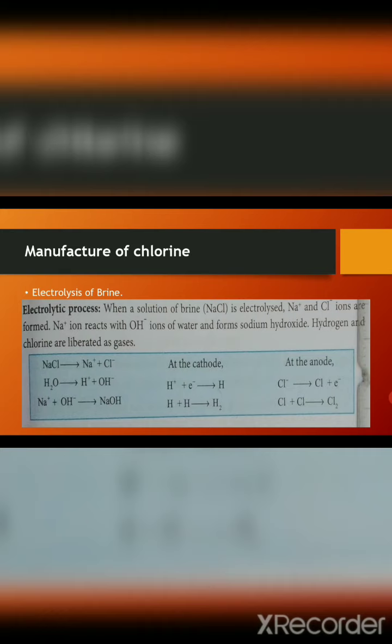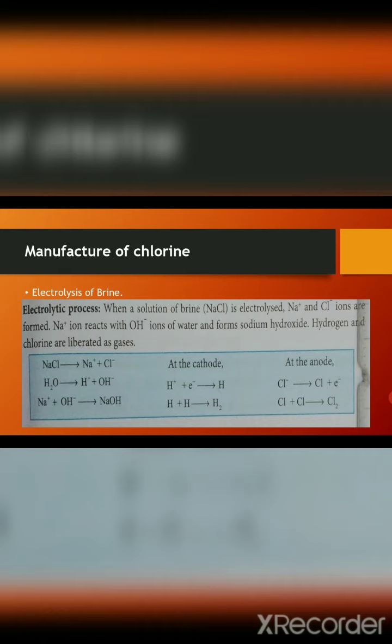Hydrogen and chlorine gases are liberated at anode and cathode. Let us see the equation. NaCl gives Na plus ion and Cl minus ion. Water molecule dissociates into H plus ion and OH minus ion. And then Na plus and OH minus ions give NaOH solution.